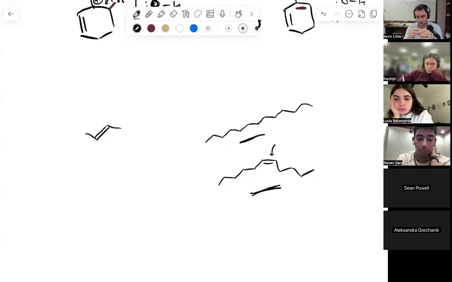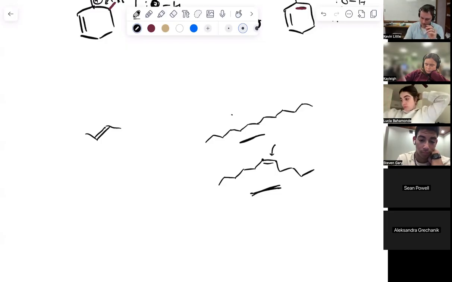There's a double bond. Carbon always wants 4 bonds. So what did I have to remove to make these two carbons able to have a double bond? You take away hydrogen. I took away 2 hydrogens, right? One for each.